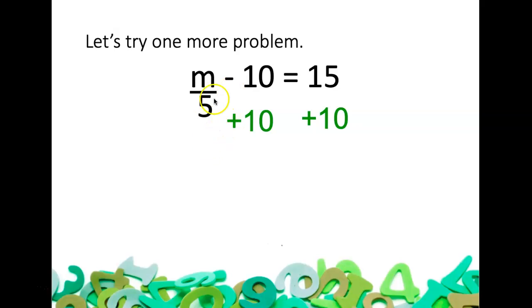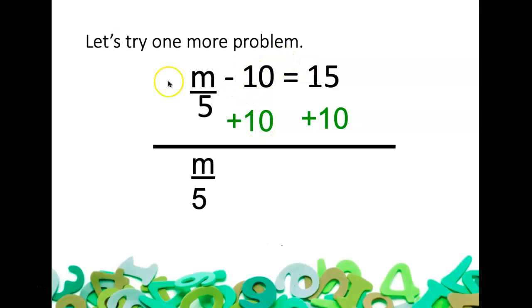And when you do that, you can now start solving it downwards. Okay, minus 10 plus 10 is 0. So then you will only have m divided by 5. This is 0. Equals 15 plus 10 is 25. Now, we are now in number 2 step. This is division, so we do use the opposite. The opposite of division is multiply.